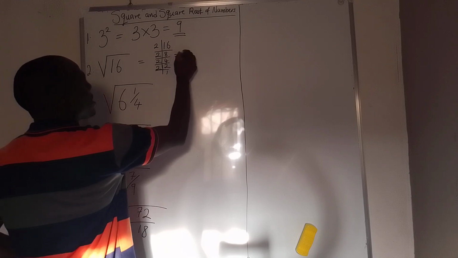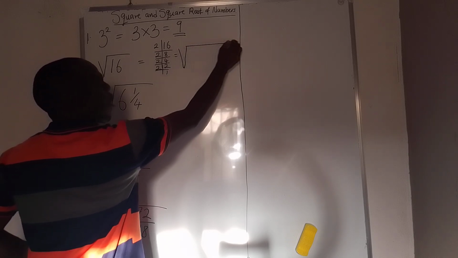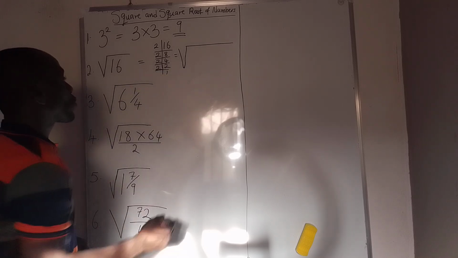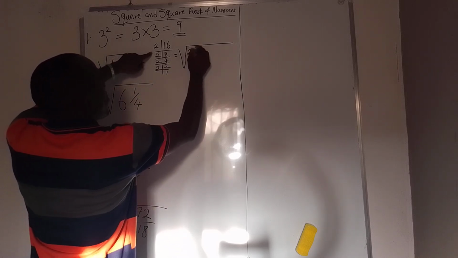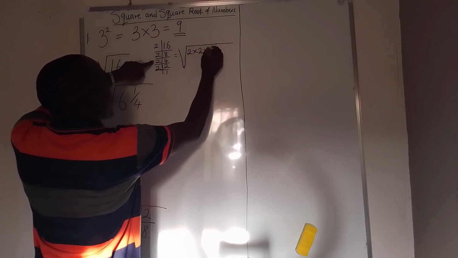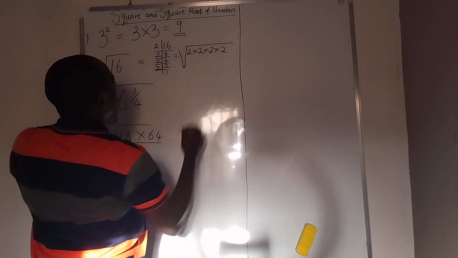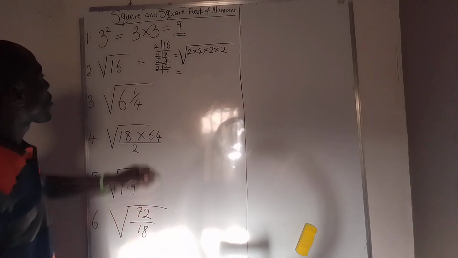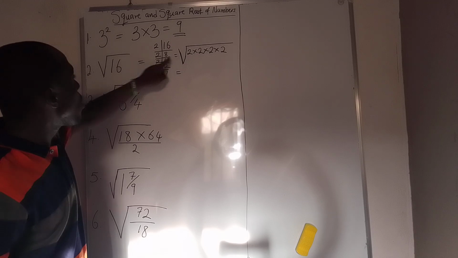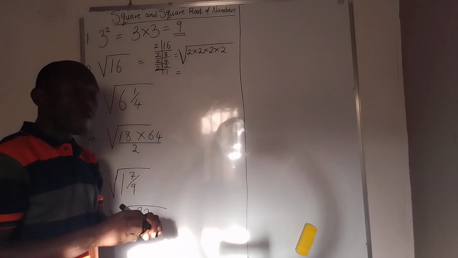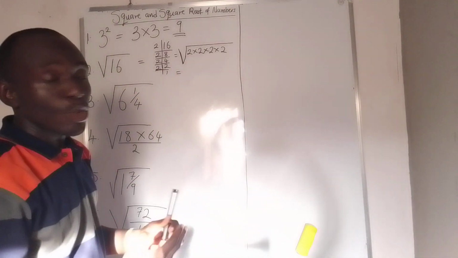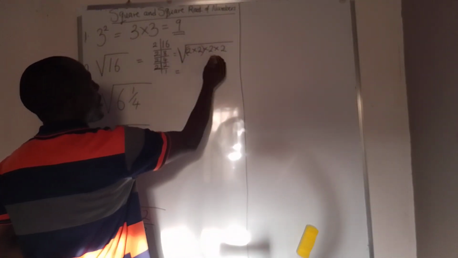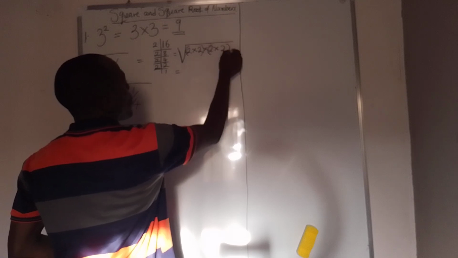Having done that, this is the same thing as the square root of the numbers we used in dividing, which we put inside the square root sign: 2 multiplied by 2 multiplied by 2 multiplied by 2. To get our answer, we have how many 2s? 1, 2, 3, 4. We will pair each 2. These two 2s are the same thing, so we pair. These other two 2s are the same thing, so we pair.